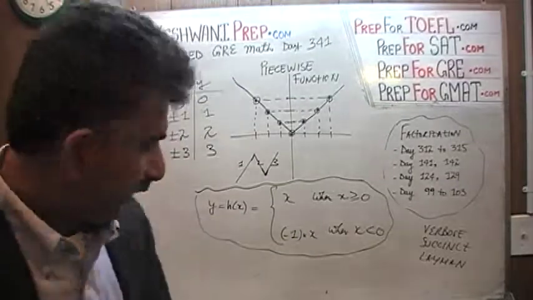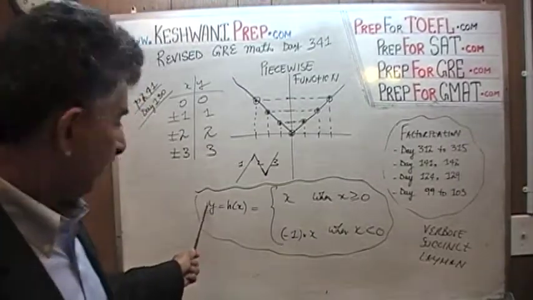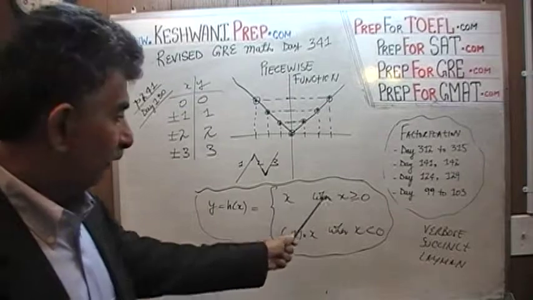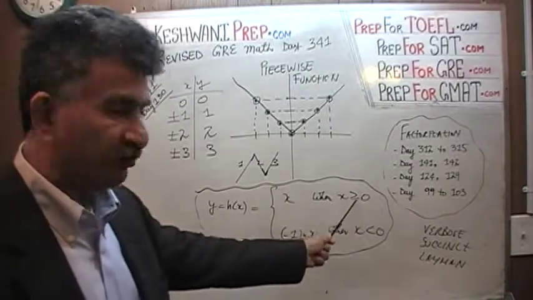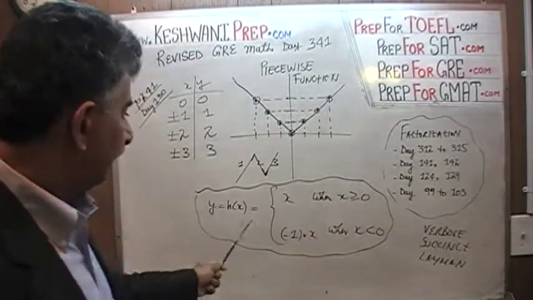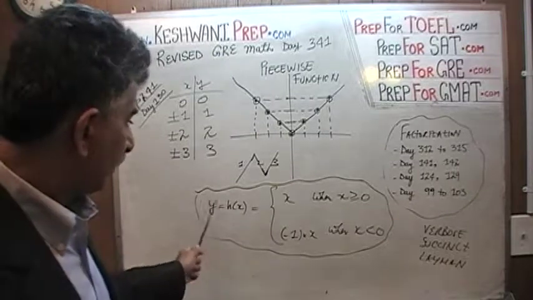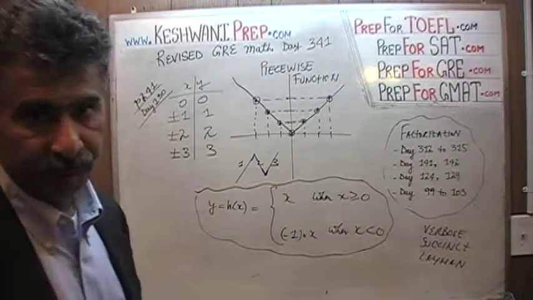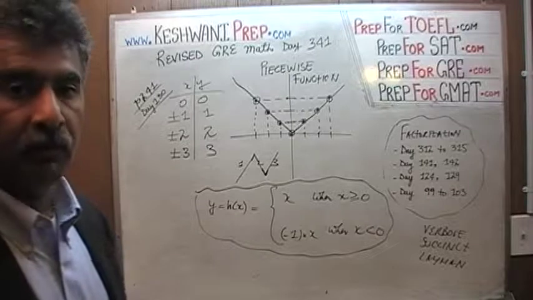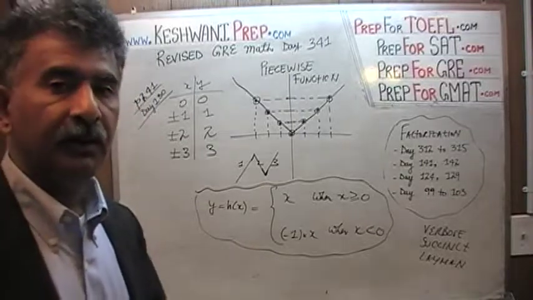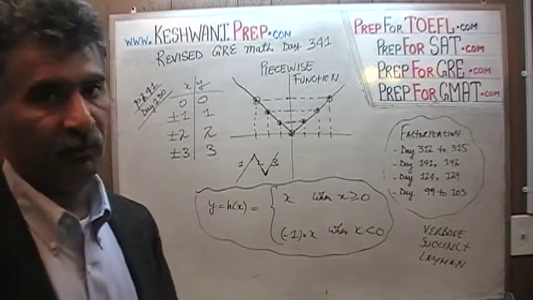It says h of x, which is the value of y, says y equals x for as long as x is positive or 0. And if x happens to be negative, then y is going to be -1 times x, which turns it into a positive, which is another way of saying that the value of y is equal to the absolute value of x.